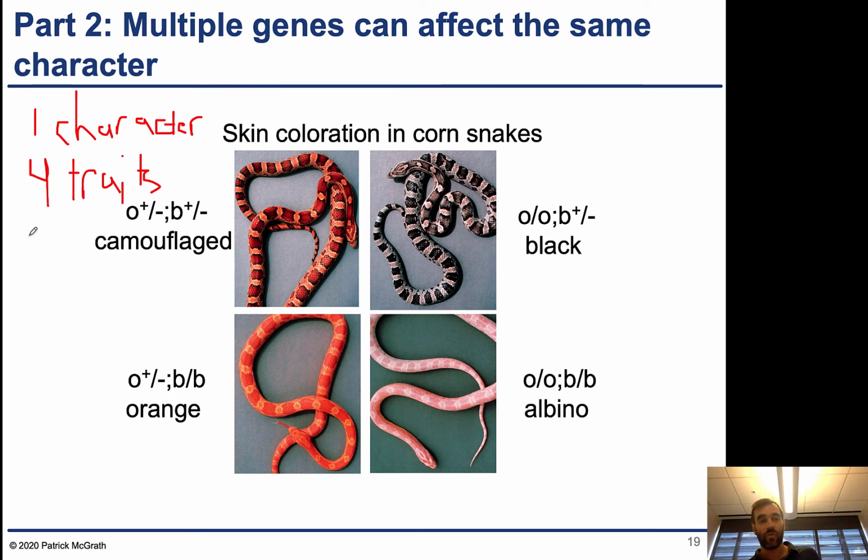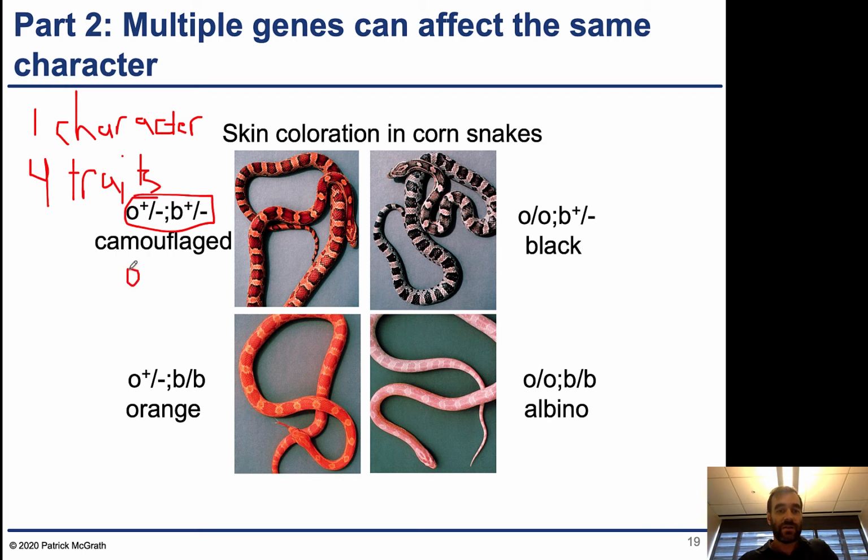There's 2 different genes to worry about. One is O, one is B. There's 2 alleles of each, and these again are completely dominant to each other. When we speak of dominance, we're saying that the O plus is dominant to the little o. We also are going to see this kind of methodology used a lot for multi-gene traits, where the way you specify this dominance relationship is by using this dash. And so how do you interpret this genotype right here? O plus over minus, B plus over minus.